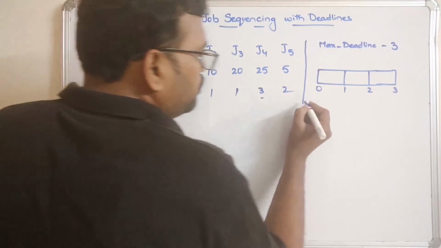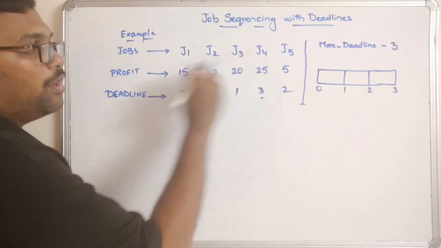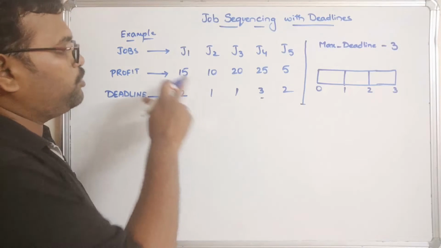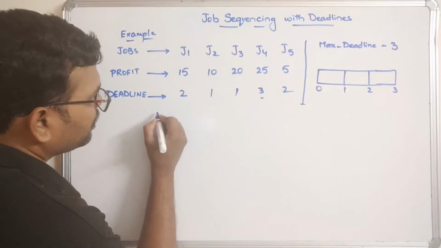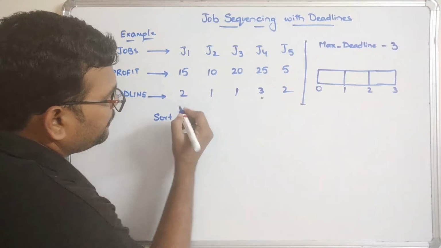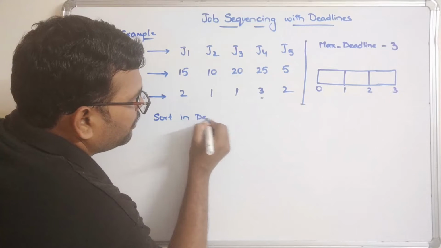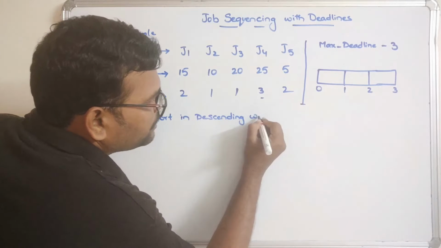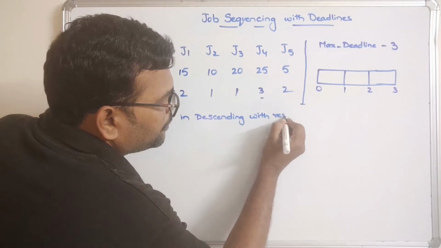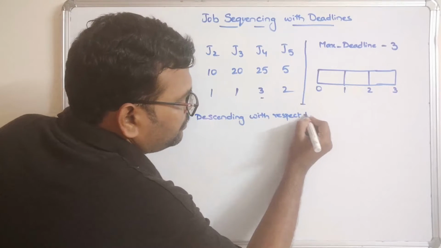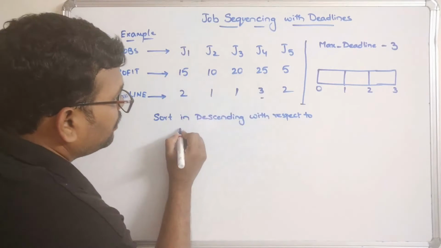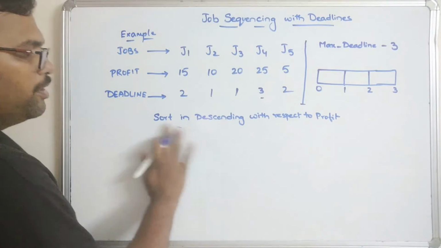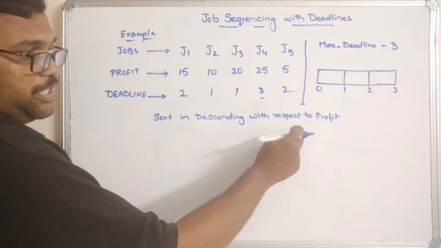Now, what do we have to do next? Sort all the jobs in descending order with respect to the profit. Here, on the right. Okay, profit. Now rearrange the jobs based upon the profits.